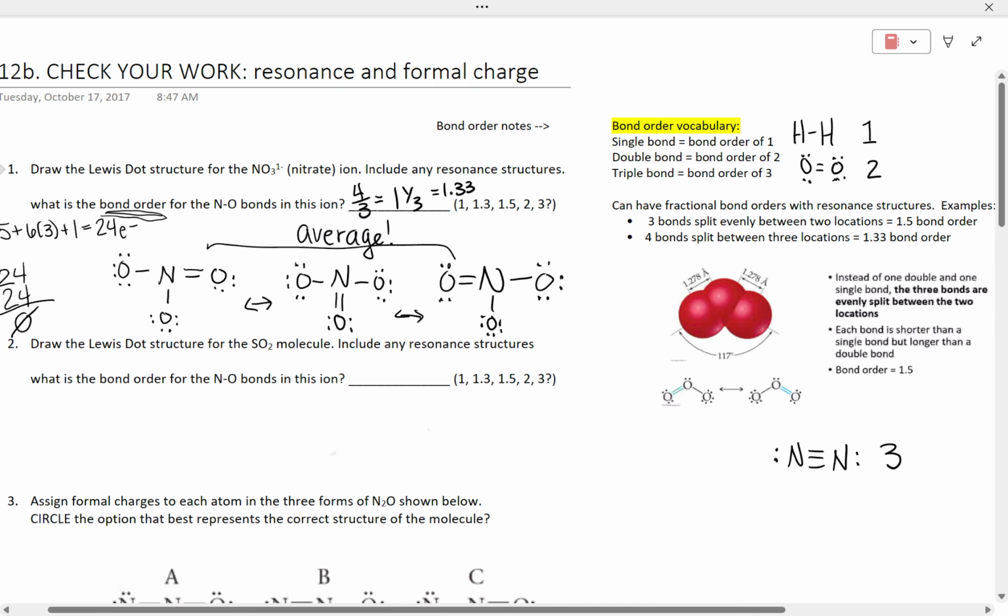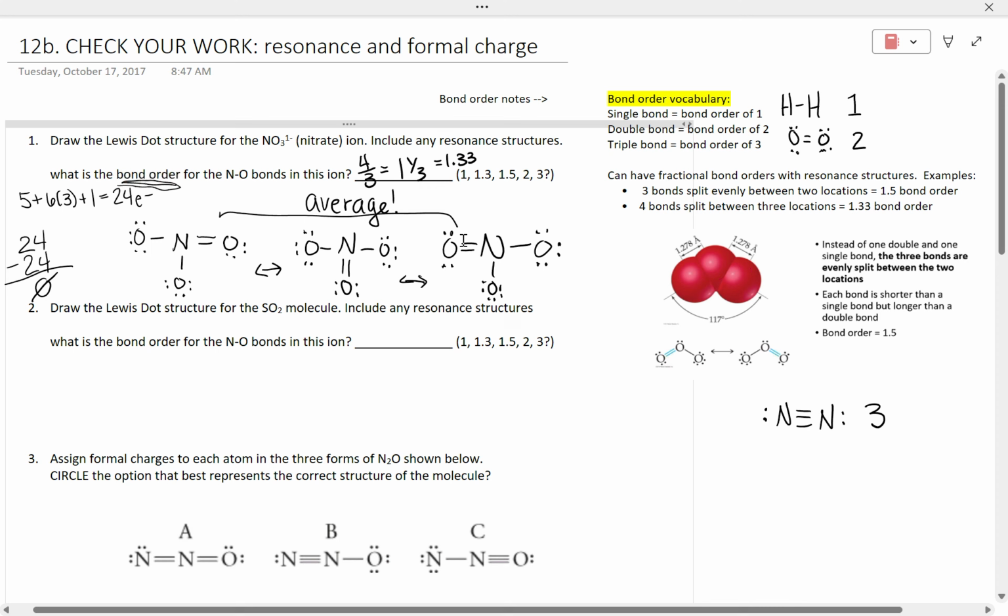Another way of thinking of it is each of these nitrogen-oxygen bonds behaves as if it's 1 bond plus 1/3 of that extra bond, because it spends 1/3 of its time here, 1/3 of its time here, and 1/3 of its time here. So each of these behaves like 1 1/3 bond. And that becomes useful to know if we're comparing things like bond length. So these bonds will be shorter than a single bond.